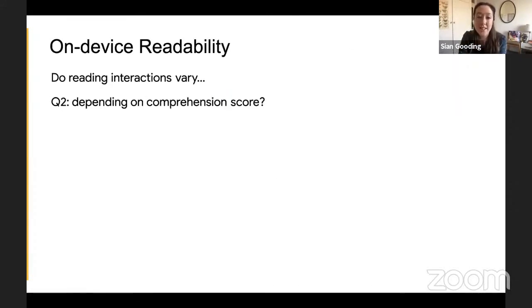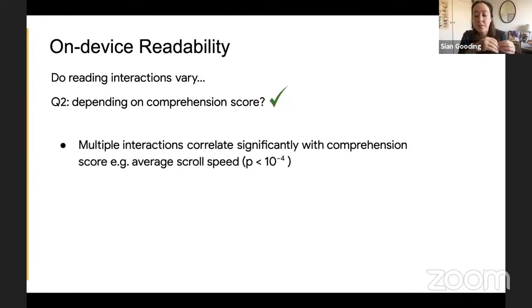And then the second thing that we were really looking into was, do reading interactions vary depending on the score that people get? So ultimately the score is a proxy to how well someone's actually either understood the text or engaged with the text, because some people might not have read it or might have just flicked through. So we wanted to know, can you judge how likely it is someone has actually understood what they've been reading based off how they're interacting with it? And again, we found multiple interactions did correlate significantly with this score. One of them, again, is average scroll speed.